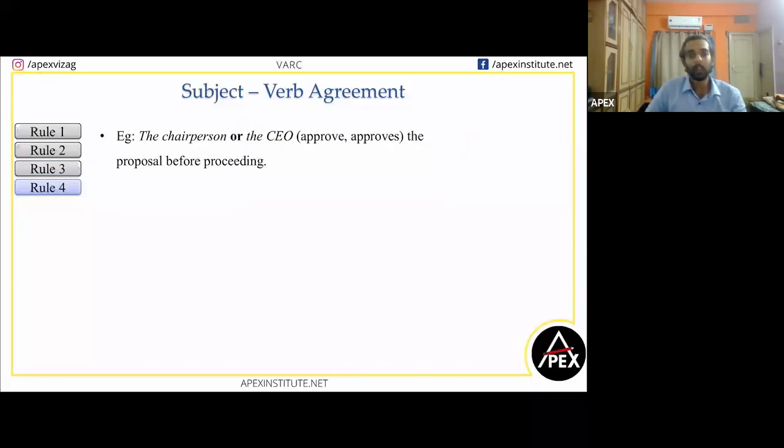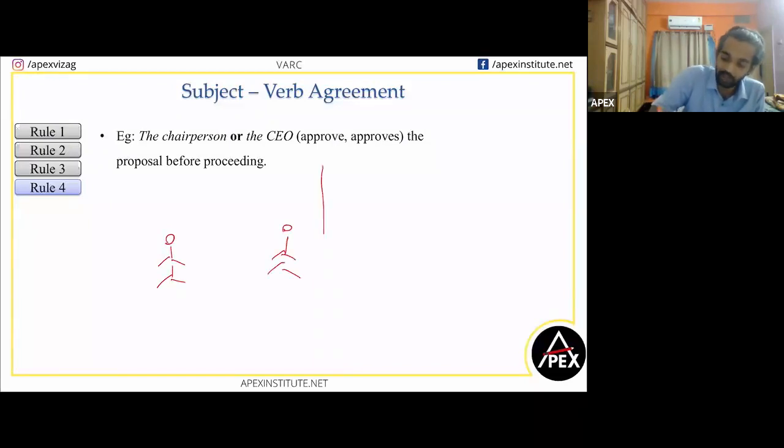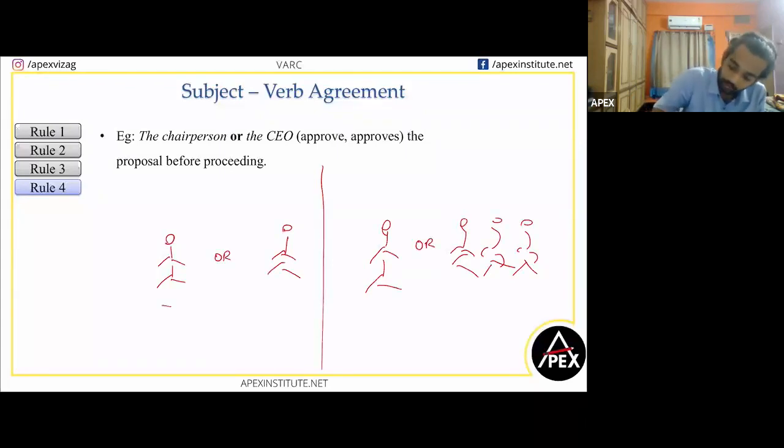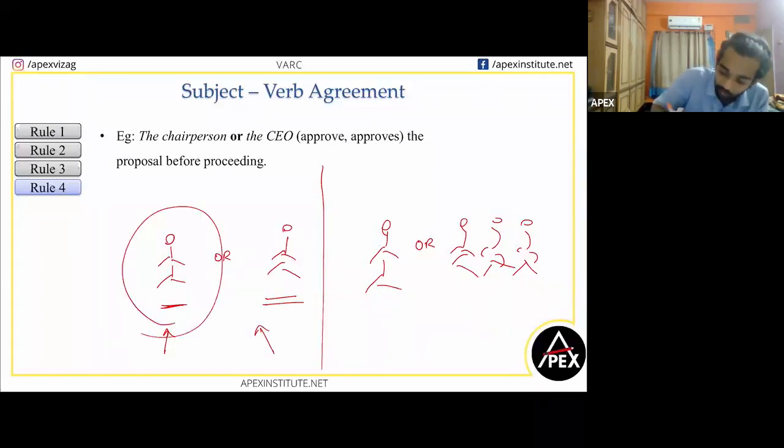Now, the next rule is when we are taking or. I'll try to look at this a little bit conceptually. Let us say there's one person like this, and another person like this. Scenario 1. Scenario 2. Now, if I say this person or this person, whomever you choose, obviously the action is being done only by one subject. In this case, let's say case 1.